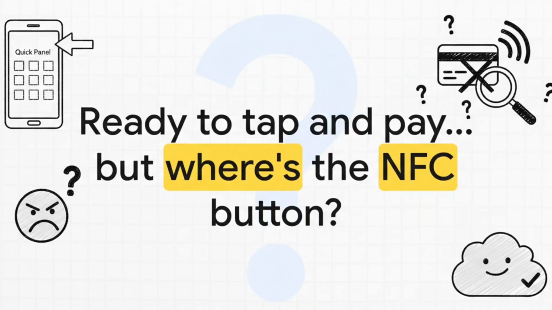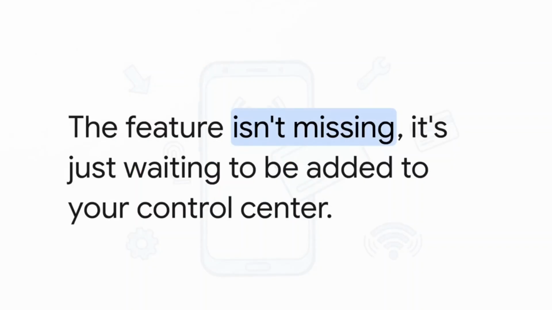But hey, don't worry. Because here's the good news. The button isn't actually missing. It's there. Your phone totally has it. It's just kind of hiding backstage, waiting for you to call it out. The fix is so simple, and I'm going to walk you through it step by step right now.